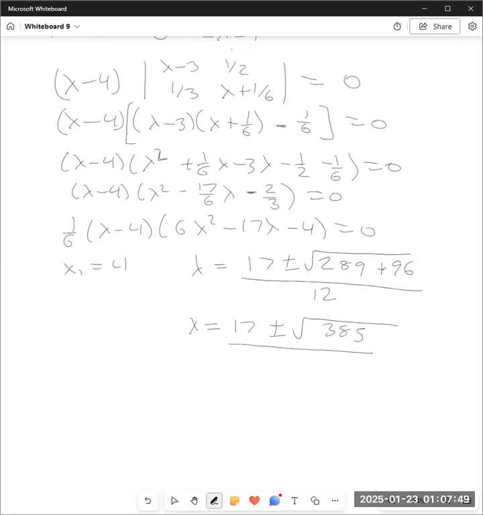So my lambda is equal to 17 plus or minus the square root of 289 plus 96, which is 385. No perfect squares as factors inside of that, meaning that lambda 2 is equal to 17 plus root 385 over 12, and lambda 3 is equal to 17 minus root 385 divided by 12.